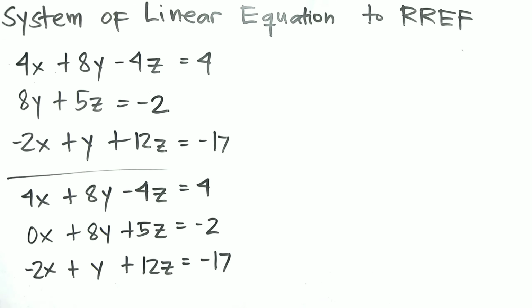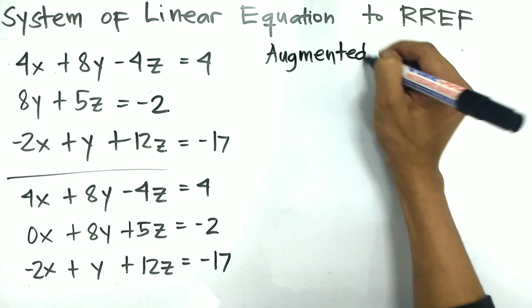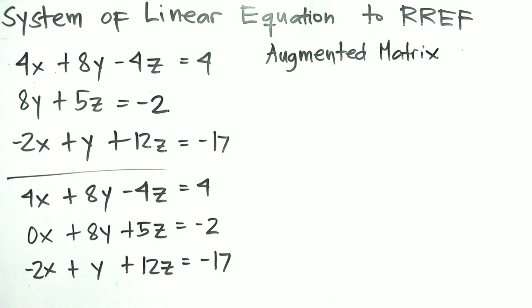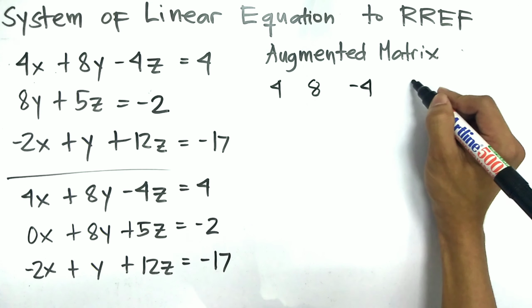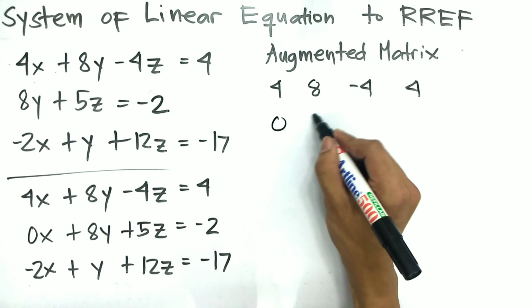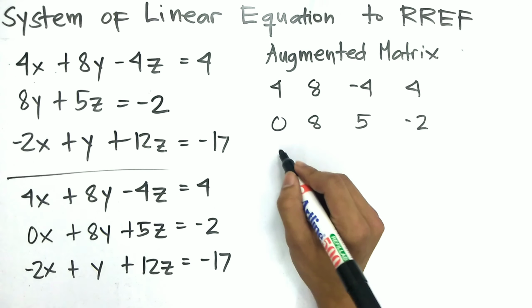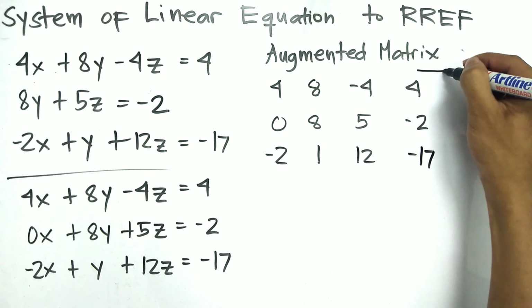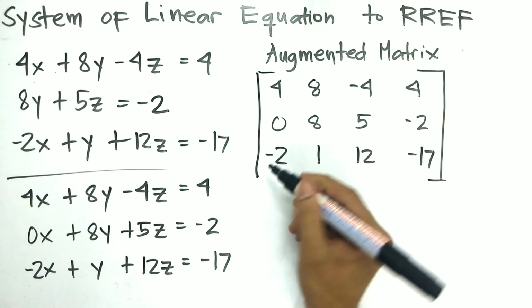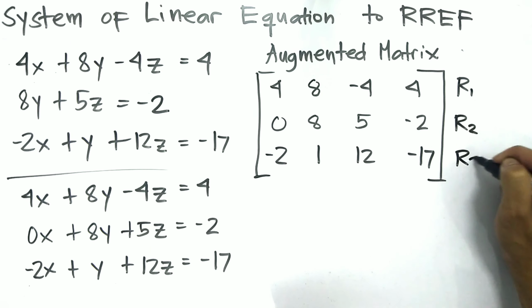So now we have aligned the variables. We will transform it into the augmented matrix. That is just 4, positive 8, negative 4, positive 4; 0, positive 8, positive 5, negative 2; negative 2, positive 1, positive 12, and negative 17. So this is already your augmented matrix. Now let's name these row 1, row 2, and row 3.